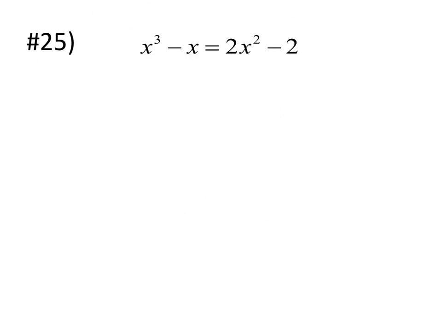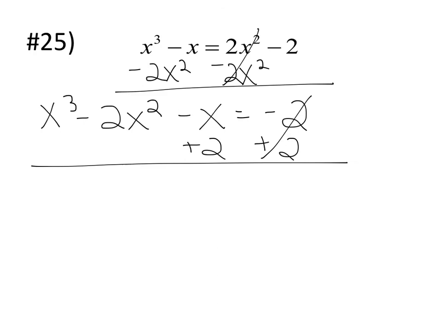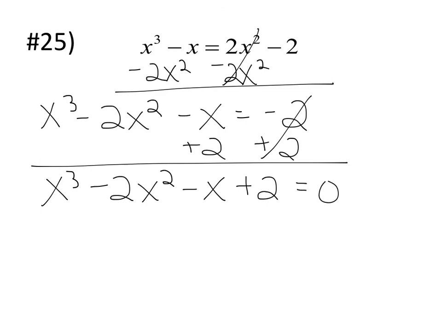Alright. First thing I'm going to do here is subtract 2x squared from both sides, trying to get one of my sides to equal 0. So I have x cubed minus 2x squared minus x equals negative 2. Then I'm going to add 2 to both sides, which is going to give me x cubed minus 2x squared minus x plus 2 equals 0. There isn't anything I can factor out of all 4 terms, but 4 terms should be a dead giveaway that I'm going to factor by grouping.